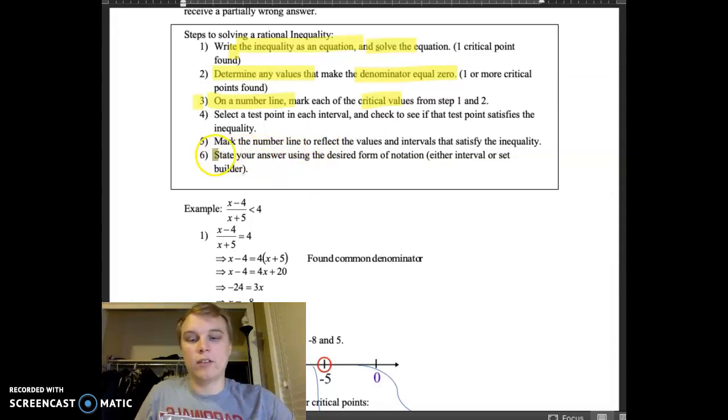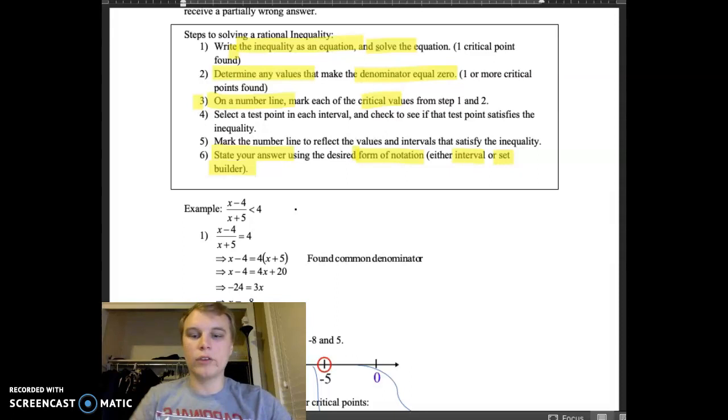And then last, we have to state our answer. And some of you are getting this wrong or weren't doing this on the quiz. State your answer using a form of notation. So you have to set it as either interval or set builder notation. So what we mean by that is we're writing it down as an inequality in either form of these, and that's going to be our answer. Some of you didn't say that in the quiz, and you kind of got points off for that. You did all the work, and you just didn't say the answer. So that's something we need to make sure we focus on.